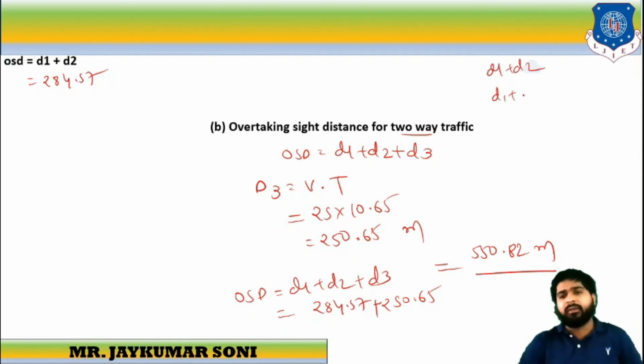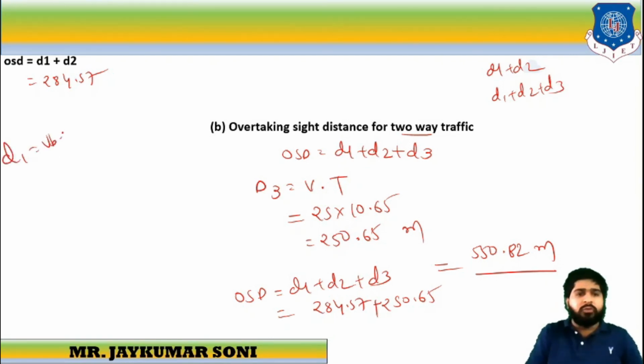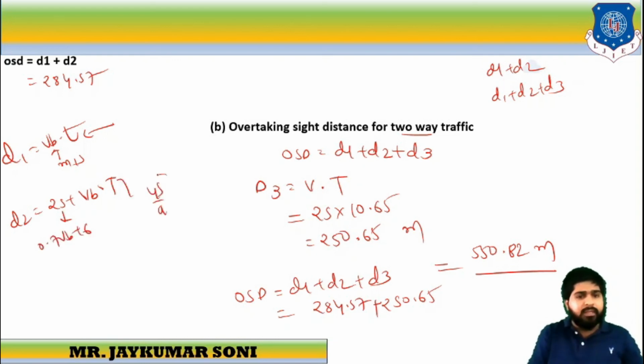So what we have done is, if it is one-way traffic, we have to calculate D1 and D2. If it is two-way traffic, we have to calculate D1 plus D2 plus D3. The equation for D1 is Vb into small t, where t is the reaction time, that can be 2 or 2.5, and Vb is the speed of the slow-moving vehicle in meter per second. D2 is 2S plus Vb into capital T. S is 0.7 Vb plus 6. T is the square root of 4S by A. D3 is V into capital T. If it is one way, it is the summation of D1 and D2. If it is two way, it is D1 plus D2 plus D3.